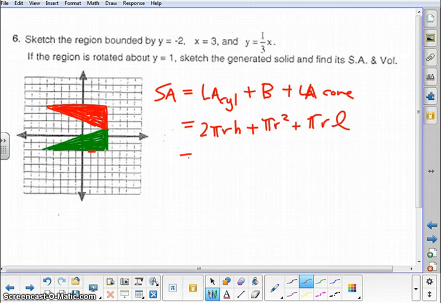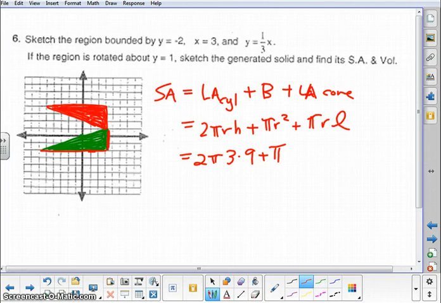Okay, so we know that the radius is going to be 3 because of this length right here. We know the height is going to be 9 because of this length. 1, 2, 3, 4, 5, 6, 7, 8, 9.